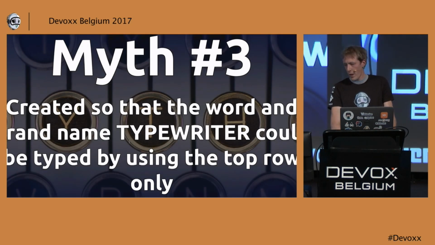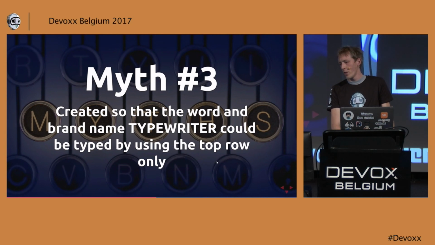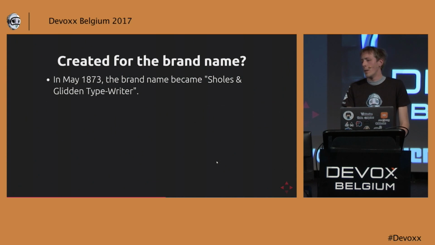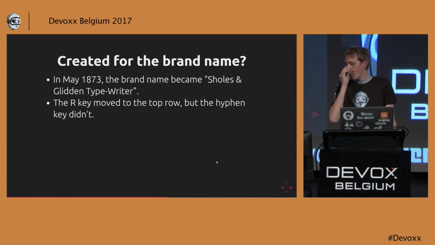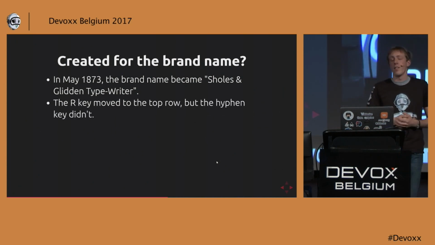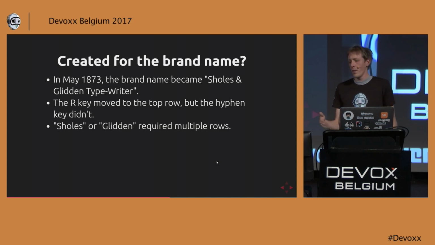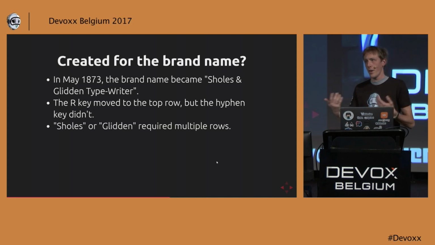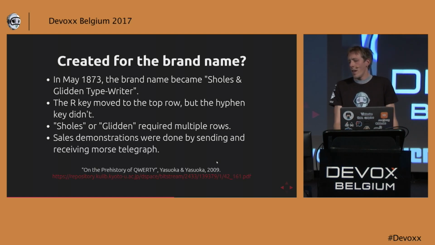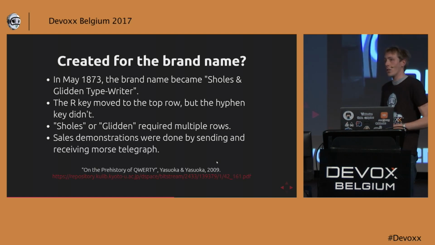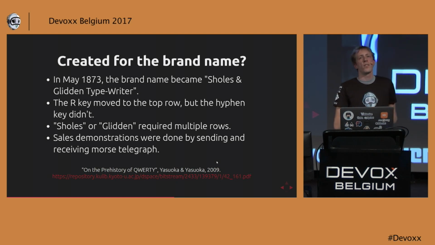The third myth: it was created so that the word typewriter could be typed by using the top row only. Well, this is some sort of a salesman's myth, I guess, because the brand name wasn't actually Typewriter. It was Scholz and Glidden Typewriter in May 1873. Of course, we saw in the previous slide that the R key moved to the top row, but the hyphen between type and writer never moved at all. Also, the letters in Scholz or Glidden don't appear on the top row exclusively. They require multiple rows. And these sales demonstrations weren't even done by just a salesman typing out this word.